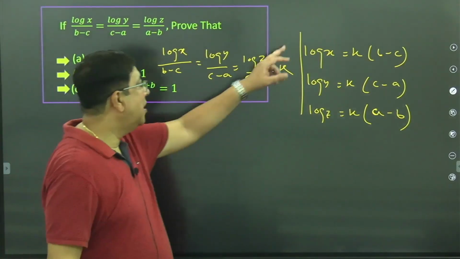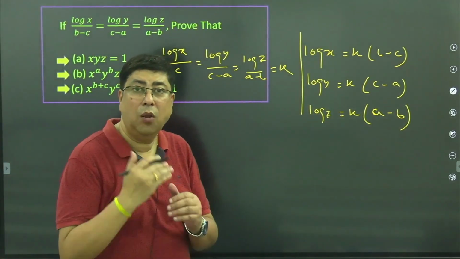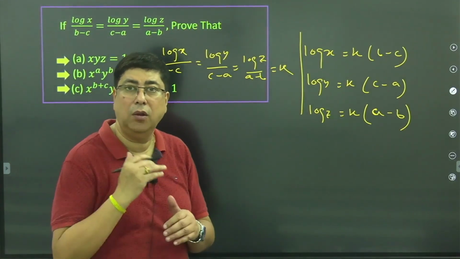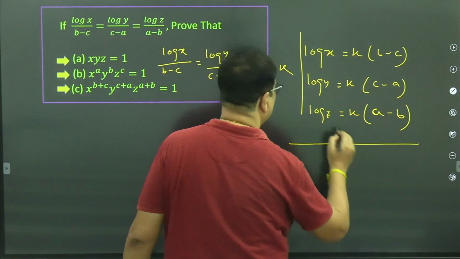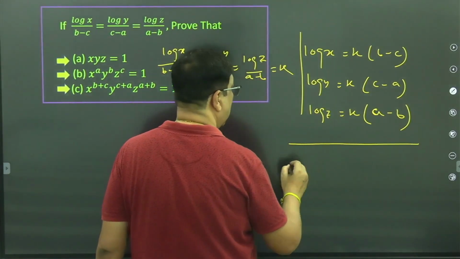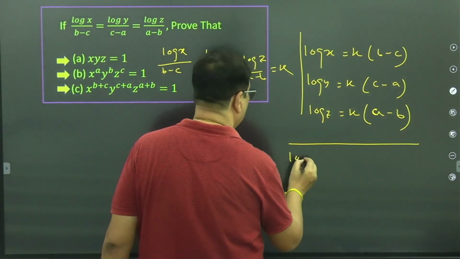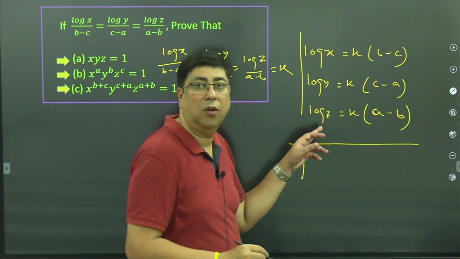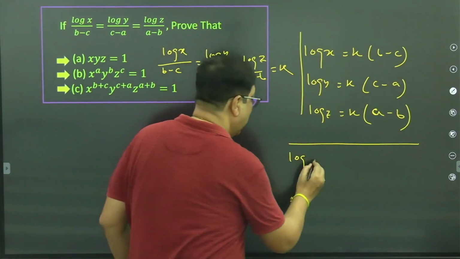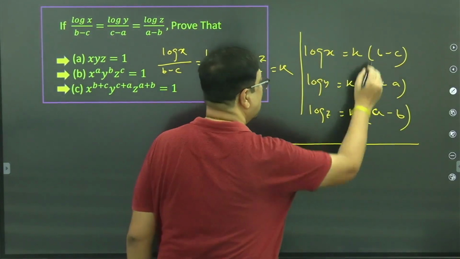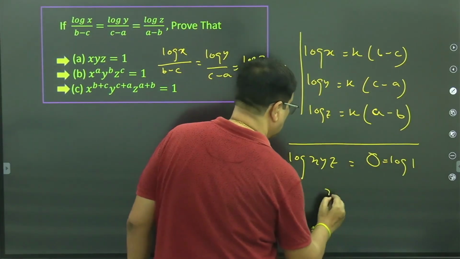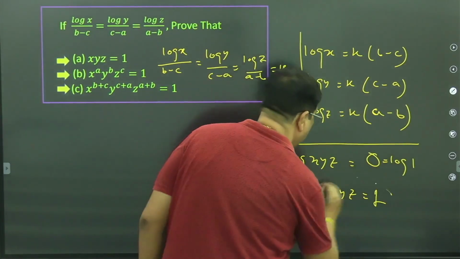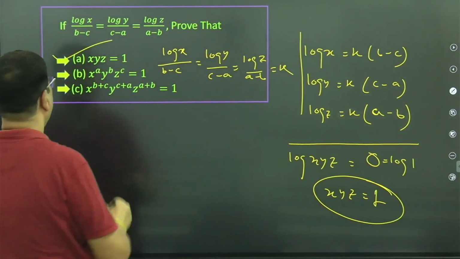In logarithm, log m plus log n plus log p equals log mnp. So if we add these three, we are getting log x plus log y plus log z, which is log xyz. On the right hand side, if you add these, it comes to 0. Okay, log xyz equals 0, and log 1 is 0, so xyz equals 1. Proved. Number 1 is proved like this.